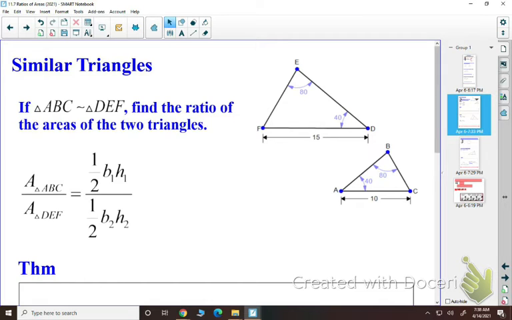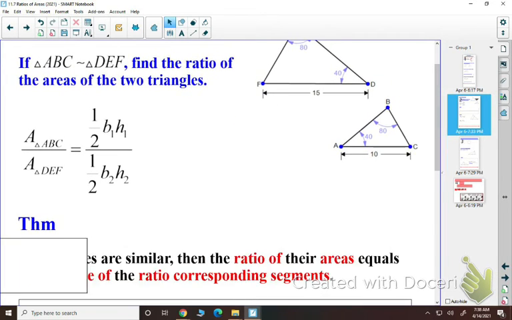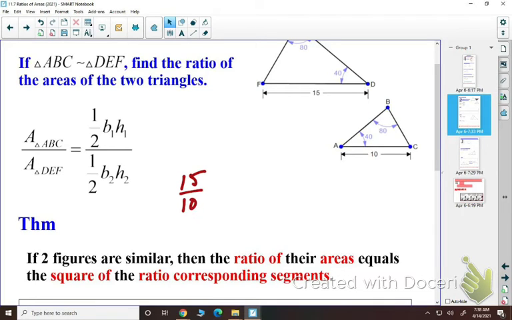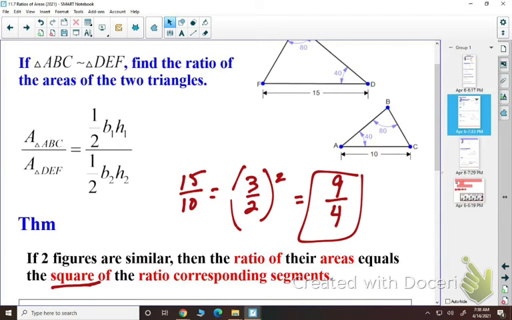So if we look at the theorem on how to approach this, okay, if two figures are similar, the ratio of their areas is equal to the square of the ratio of corresponding segments. So in this picture, the corresponding segments, it looks like, are 15 and 10. So if I write 15 over 10 as a ratio and reduce it, 15 and 10 are both divisible by 5. So that would be a 3:2 ratio. And again, I have to square it. So if I square 3:2, the ratio of their areas is going to be 9:4.